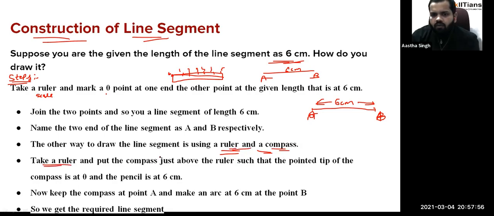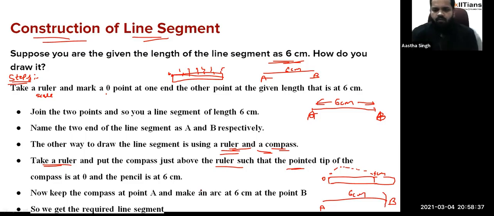Take a ruler like this and put the compass just above the ruler so that the pointed tip is at point zero, and the pencil is at 6 centimeters. Now keep the compass at point A and mark the arc at point B. It means you will get your 6 centimeter line segment, right?